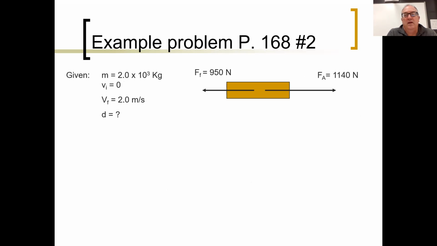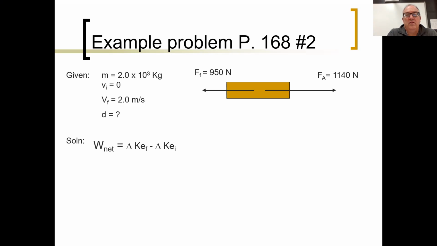Here I have an object that has an applied force of 1,140 newtons. It's got friction opposing that motion at 950 newtons. I know the mass of the object. I always want to look in these problems at the initial velocity: did they say it started from rest, or does it come to a stop? That's going to give me some additional information that'll help me solve the problem. Here, it started from rest, so my initial velocity is equal to 0. My final velocity is 2.0 meters per second. And I want to know how far this object moved during this problem.